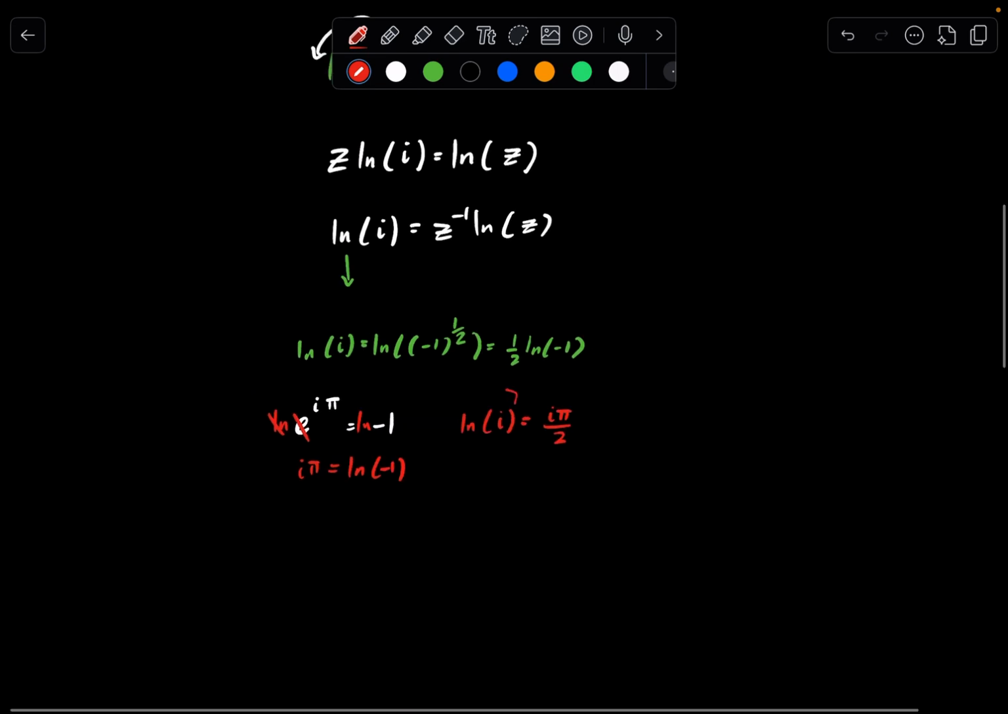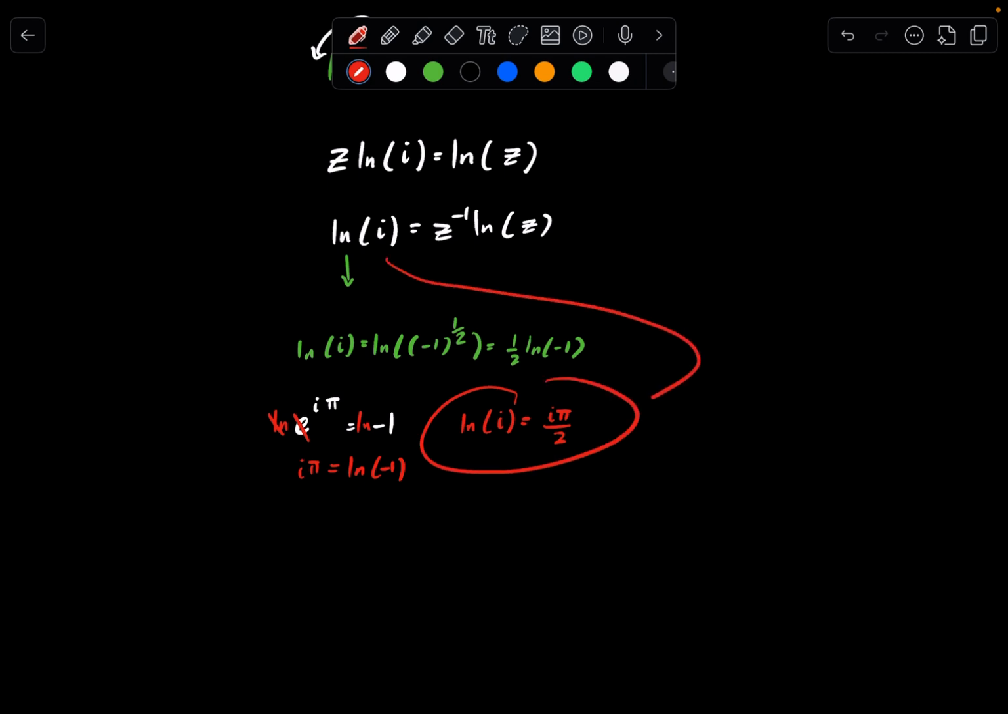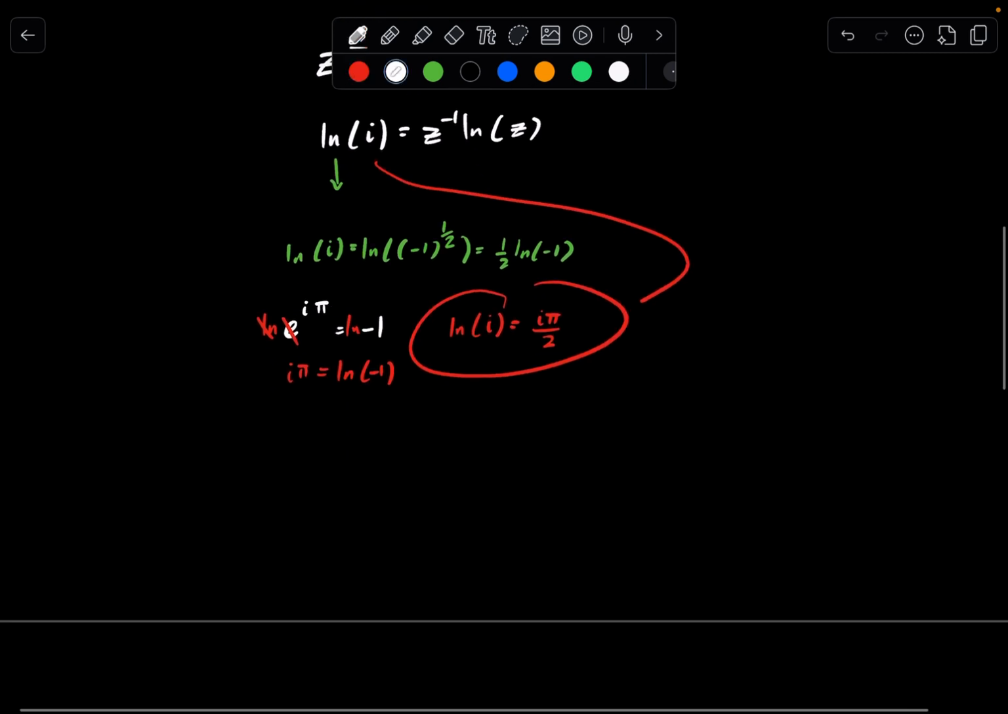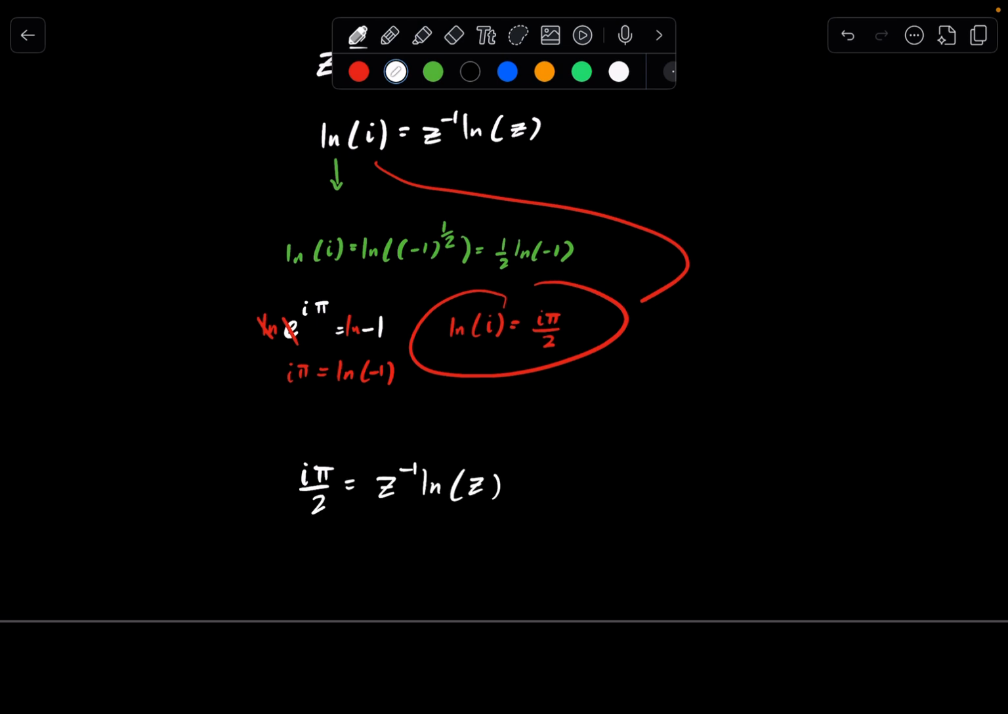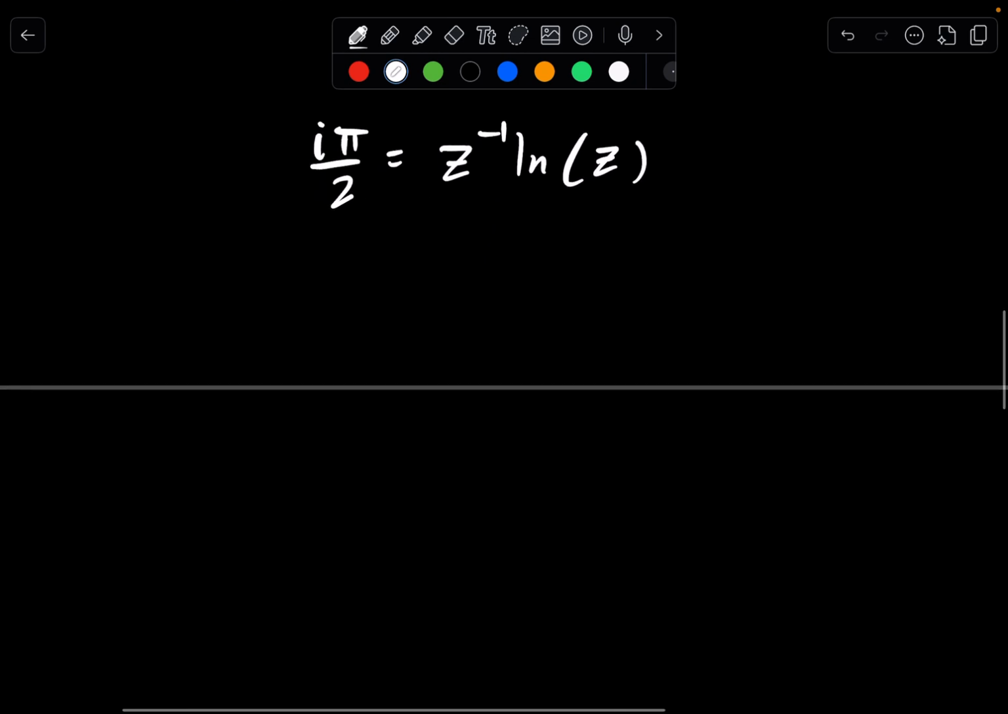So now that we know what ln of i is, and that's our left-hand side, we can rewrite this as saying i pi over 2 is equal to Z to the -1 ln of Z. Now, how can we algebraically solve for Z on the right-hand side like this?